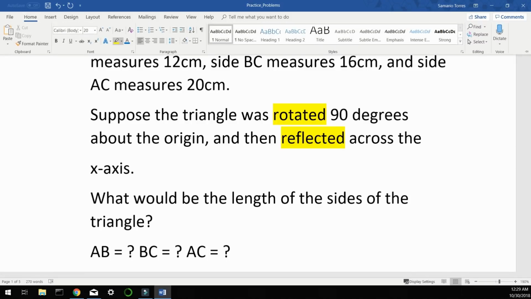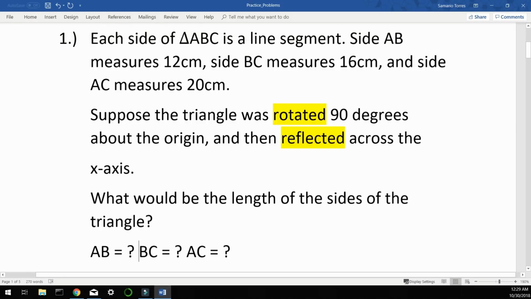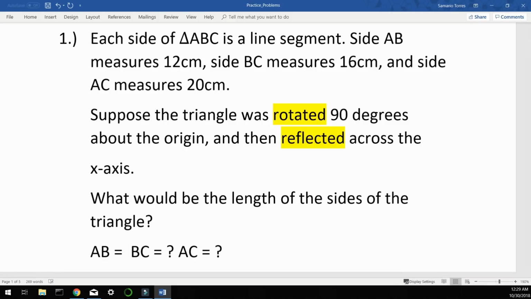Well, the answer would be just AB. What's AB going to be? Side AB, they tell you it's 12 centimeters. Then they tell you it got rotated. Then it got reflected. But rotations and reflections don't change the length of the sides. So AB is still 12 centimeters.